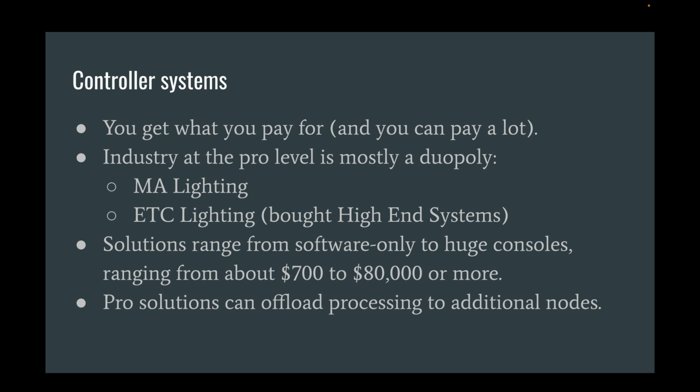The Pro solutions also have some offload processing tools. So if you have a ton of universes and a ton of things going on, and you need to be able to essentially compose all of that data to send over different networks, you can buy these additional machines that sit in a rack somewhere. So let's see some real actual commercial software and what that looks like.